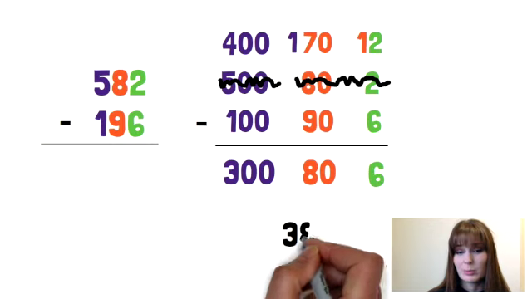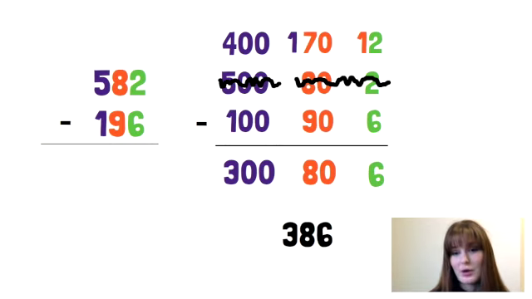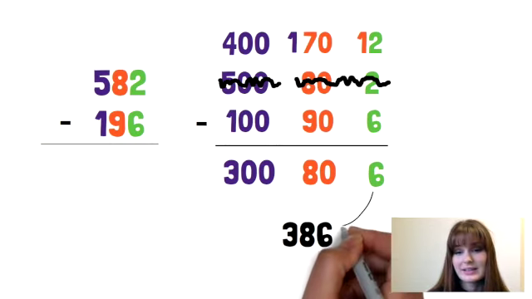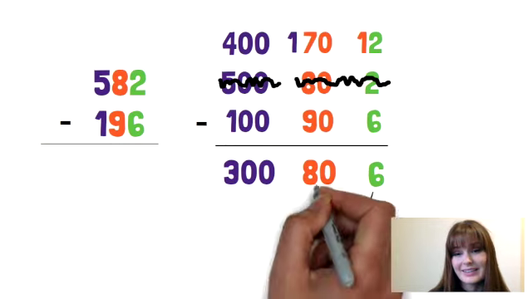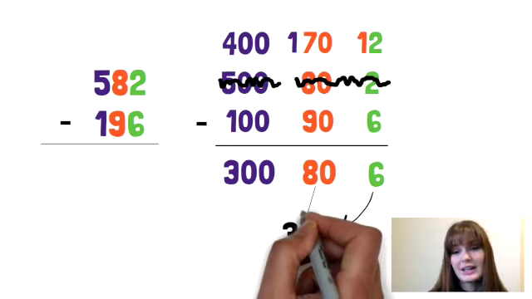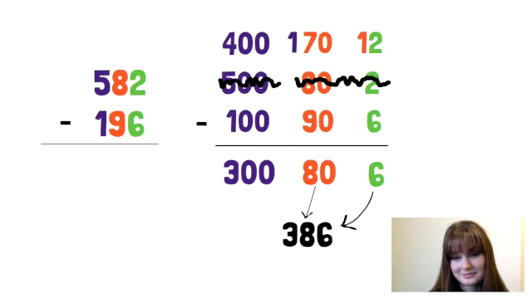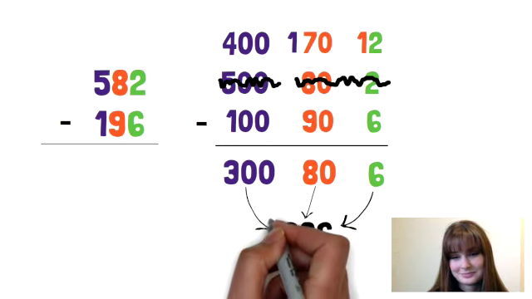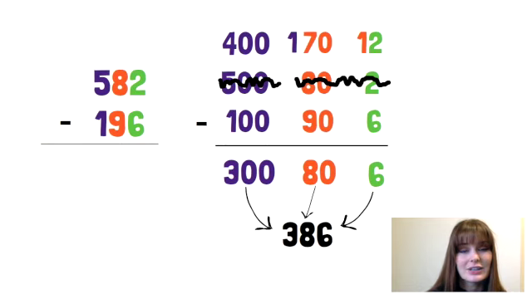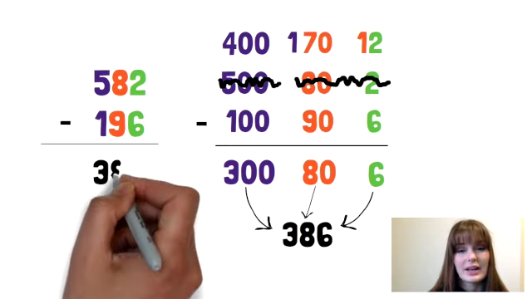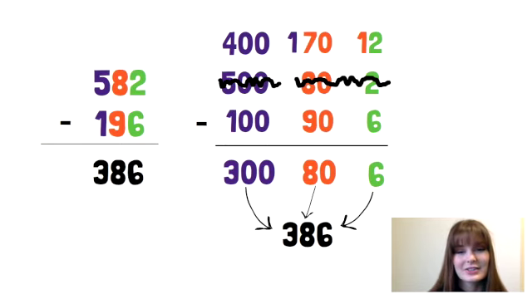Now I have to put my number back together because remember I partitioned it out. This number is in its parts. So when I put it back together, I have 386. So 582 take away 196 is 386.